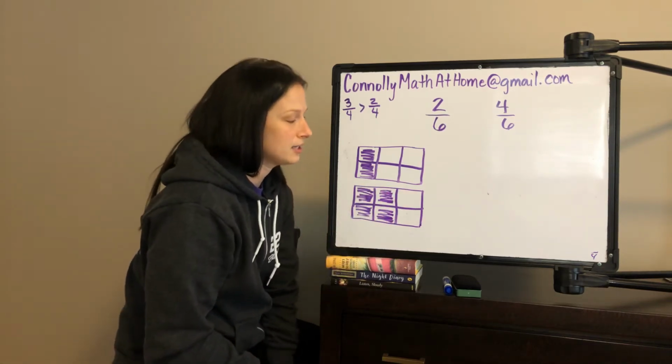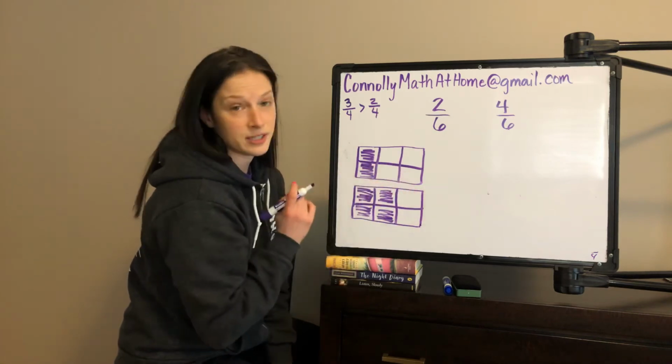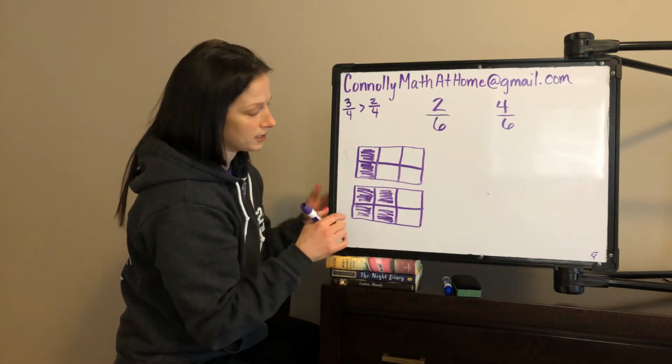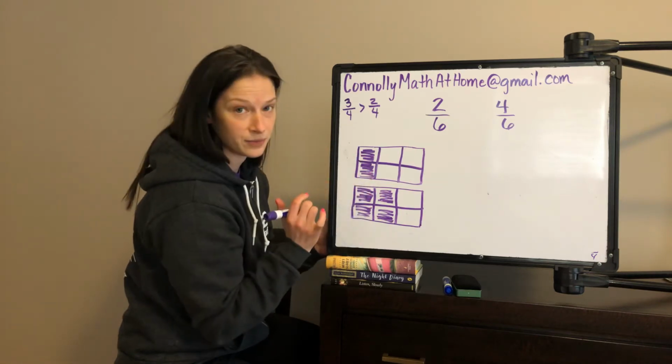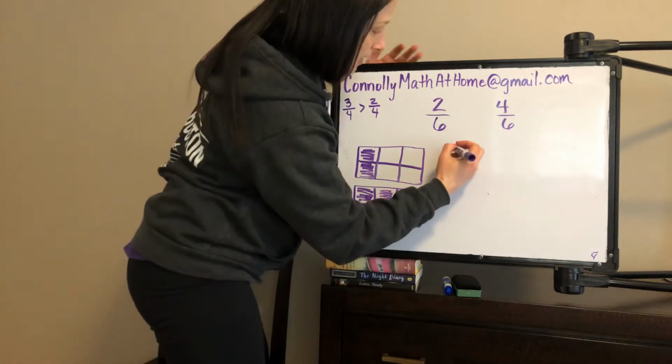Think about what you're noticing. We have the same size whole. This is our area model representation. We can clearly see that 4/6 is greater than 2/6. Okay, and let's check that out on the number line.